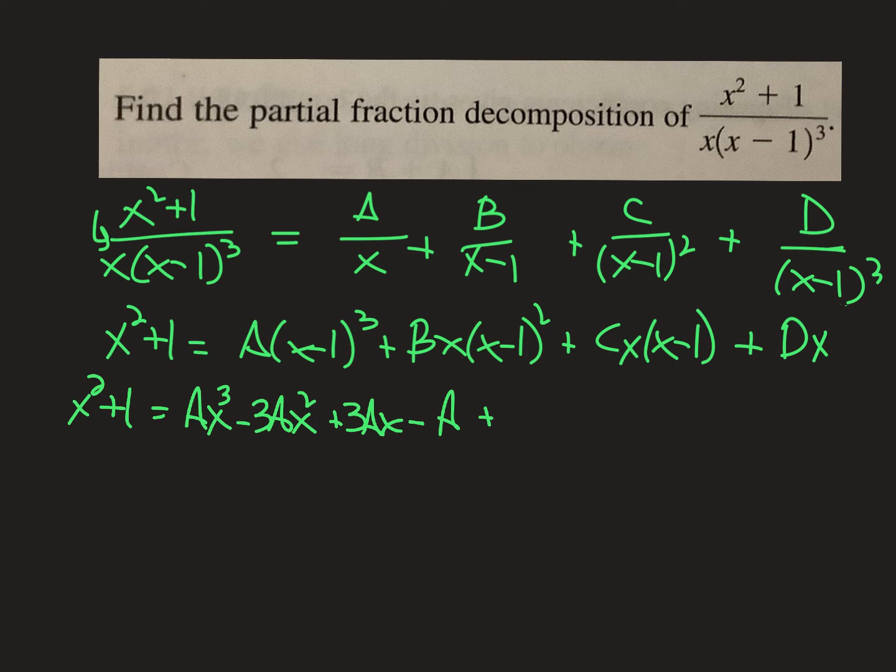This one, same deal. I would have bx squared times bx, which would be bx cubed. I would have negative 2x when I double it, so I'm going to get negative 2bx squared. Then I have a plus 1 times bx, which is bx. Now I'm taking the c through. I'm going to have cx squared minus cx, and I've got the dx at the end.